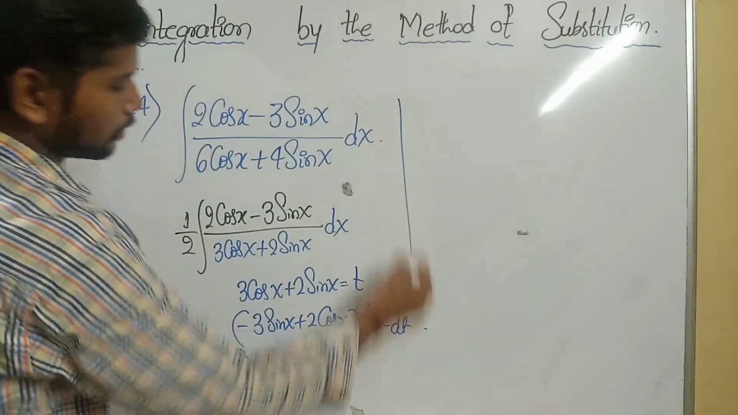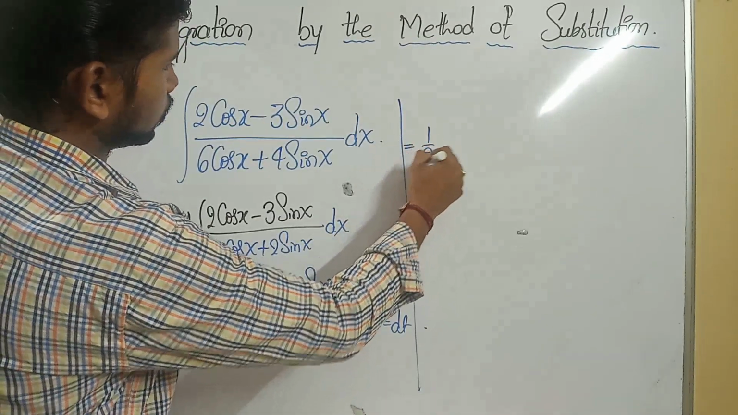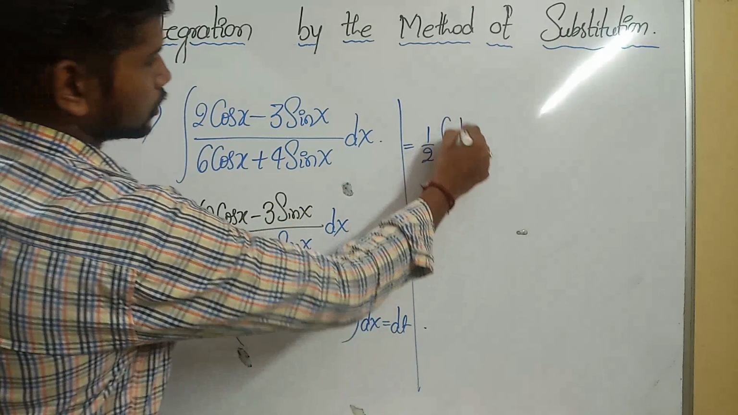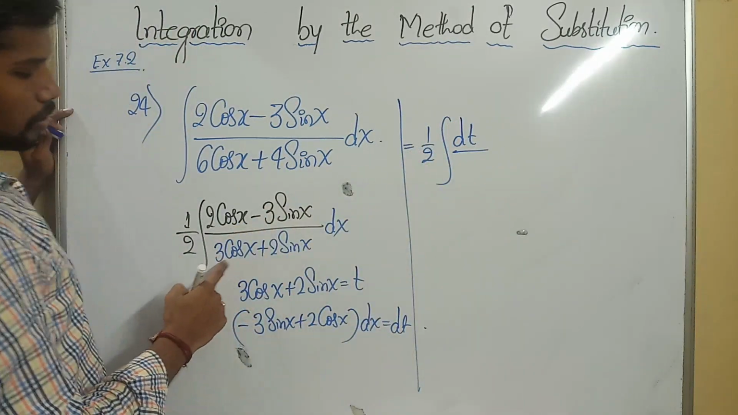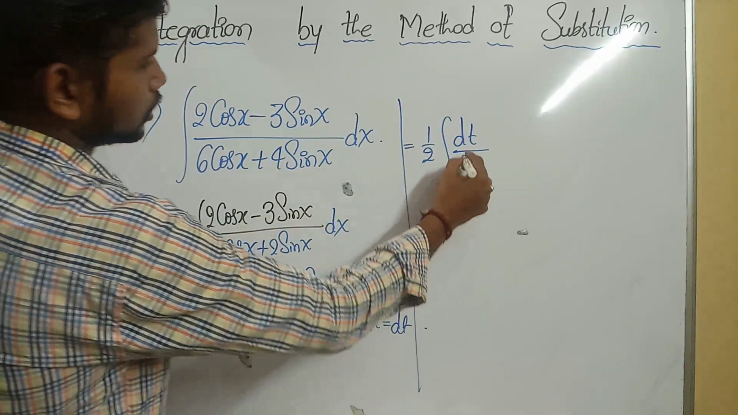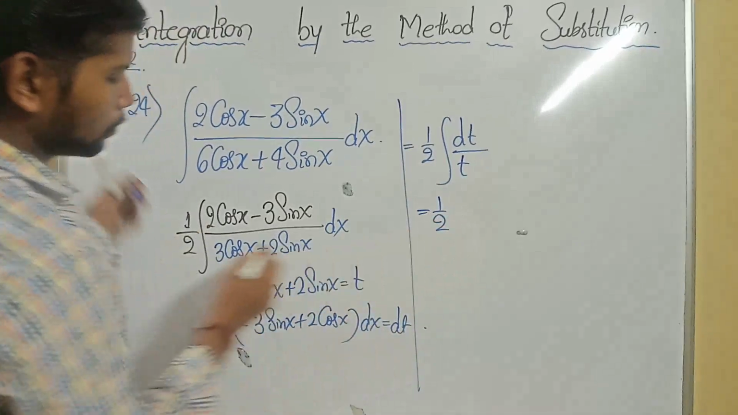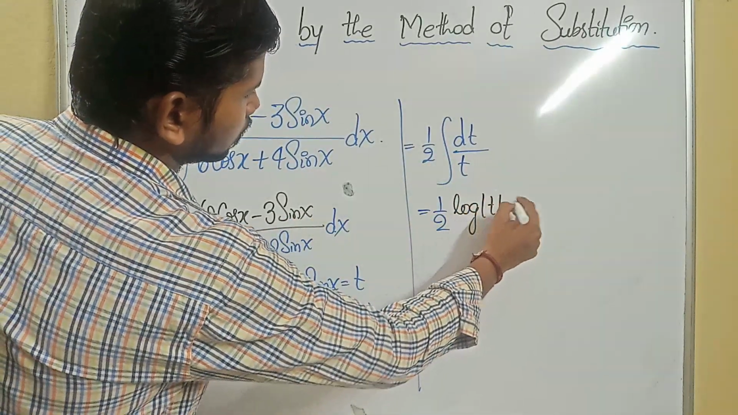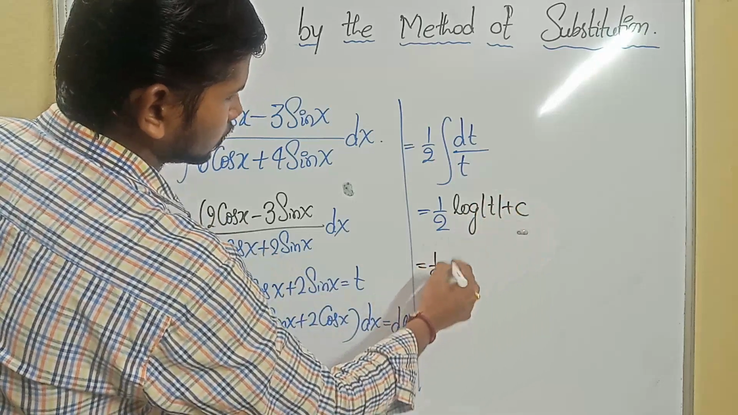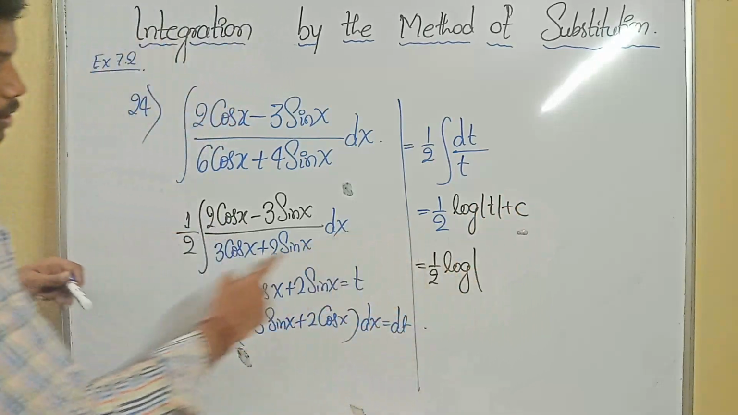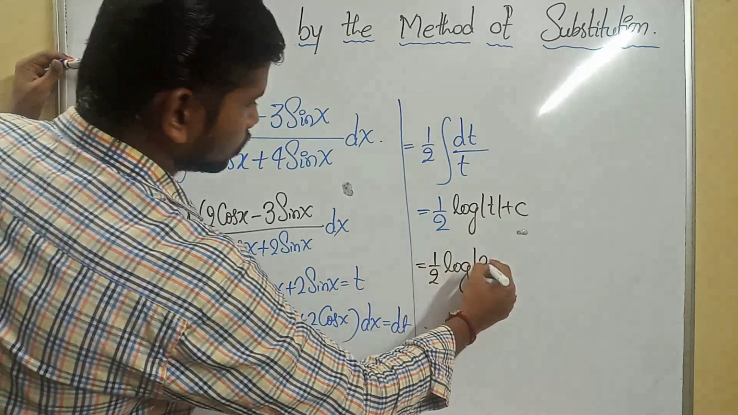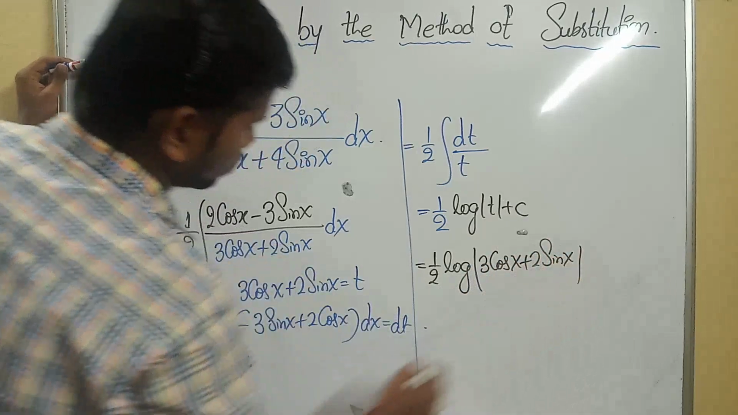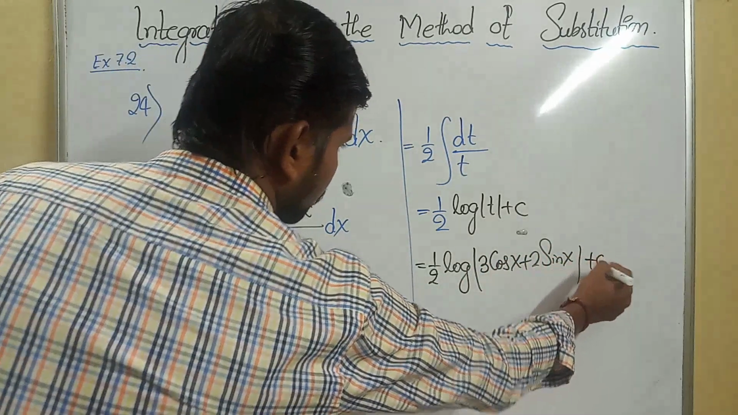Now I need to substitute the values. 1 divided by 2 as it is. 2 cos x minus 3 sin x dx is nothing but dt divided by 3 cos x plus 2 sin x, which is t. What is the integral of 1 by t? Yes, it is log of modulus of t plus c. 1 by 2 as it is, log of modulus of t, what is the t value? Yes, the t value is 3 cos of x plus 2 sin of x. Plus c. Got it?